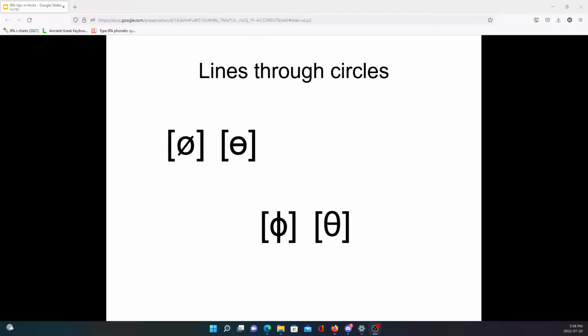All right, so this video is going to look at just 4 characters in the IPA. These are lines through circles. And I don't know, if you're having difficulty with these symbols, then use it. If not, don't, as always. Let's just dive right into it, of course. Here are the 4 symbols that are basically just a line through a circle.